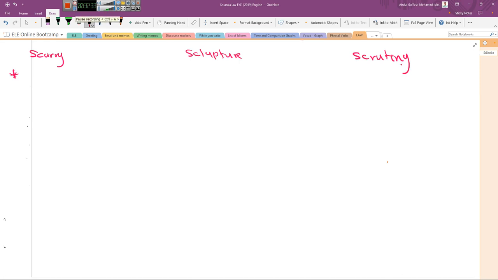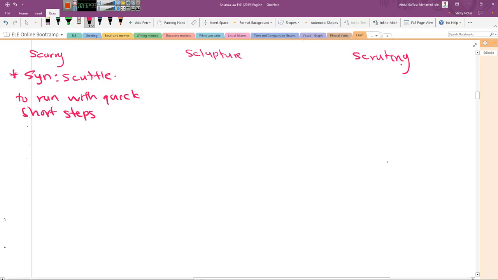So scurry means to scuttle. The synonym is scuttle. And the meaning of this word is to run with quick short steps, right? So this is a word: to run with quick short steps. Now an example: she said goodbye and scurried back to work, right?